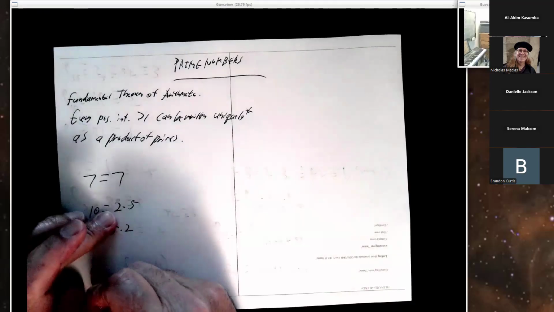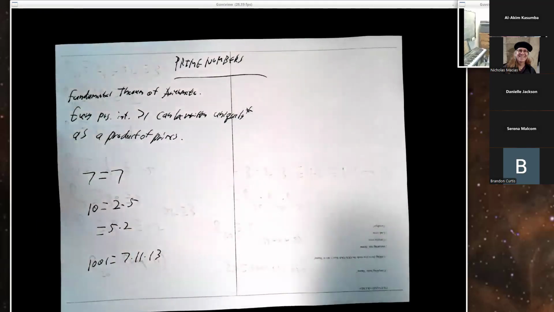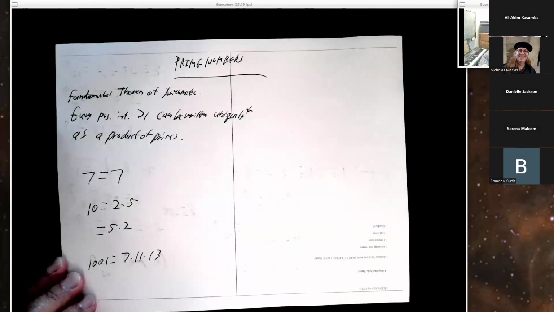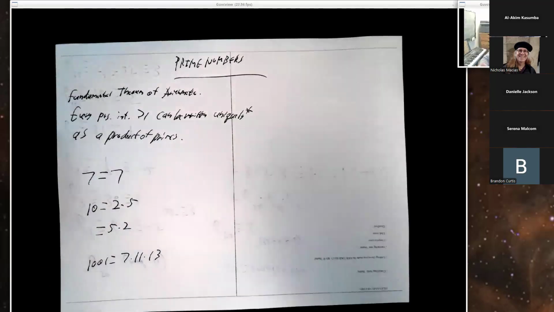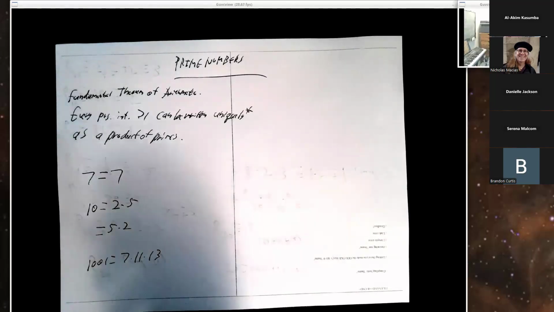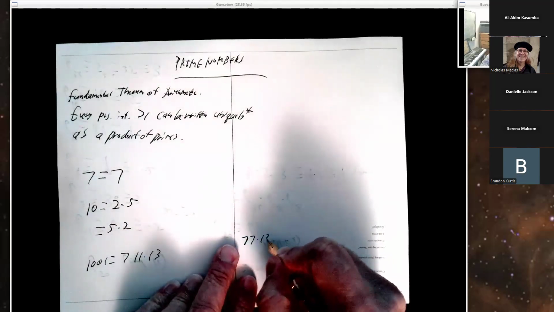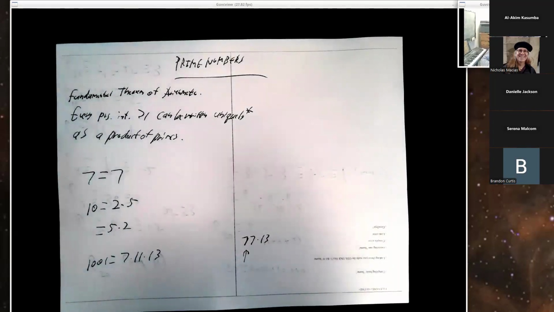And so 1001 is 7 times 11 times 13. And there's no other way to factor 1001. It's not like it's 17 times something else, right? If we write it as a product of primes, this is the only way to do it, other than 11 times 7 times 13 or 13 times 7 times 11 and so on. Now I can write 1001 as different products. I could write it as 77 times 13, right? But 77 is not prime. So the fundamental theorem says you can write it uniquely as a product of primes.